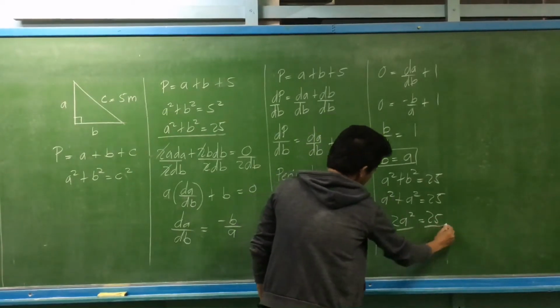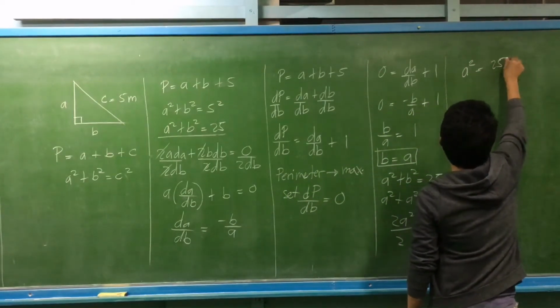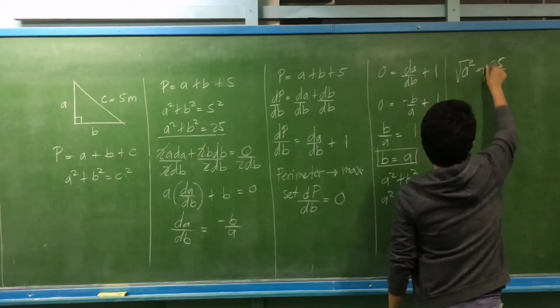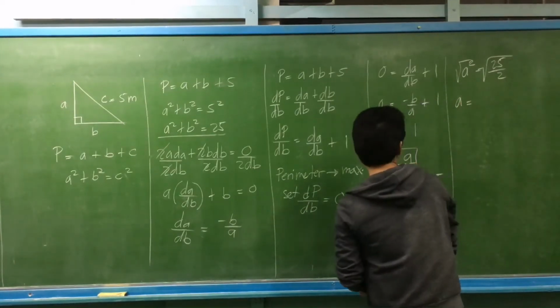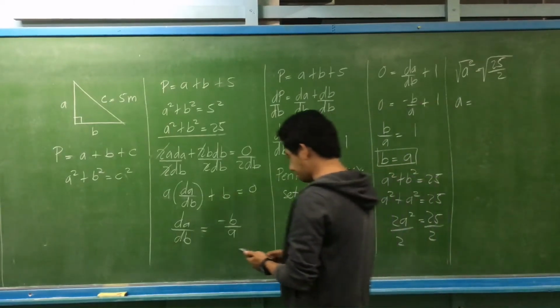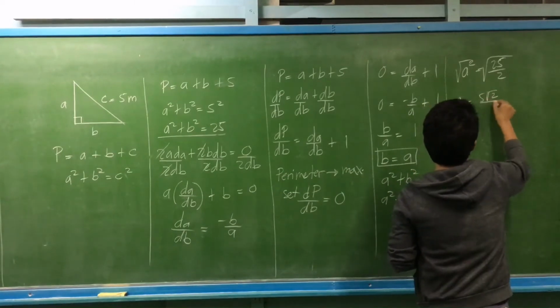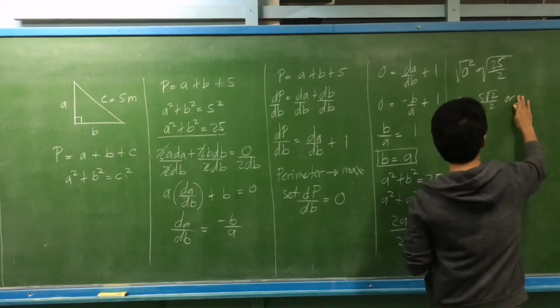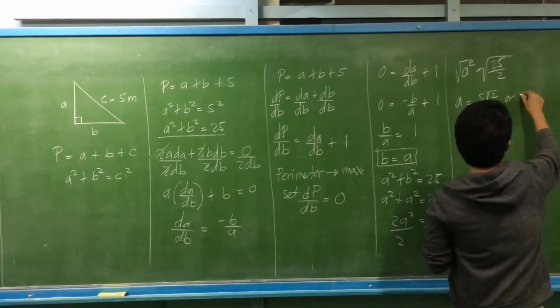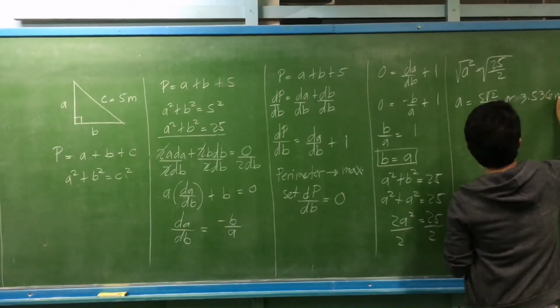So dividing both sides by 2, we have the value of a squared is now equal to 25 divided by 2. So this is, okay, equivalent to the square root of both sides. So what will be the square root of 25 over 2? So the square root of 25 over 2 is the same as 5 square root of 2 over 2, or in decimal, is equal to 3.536 meters.